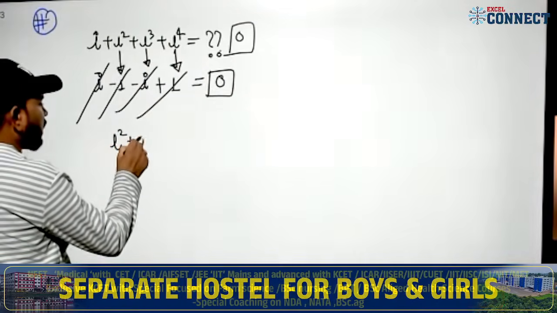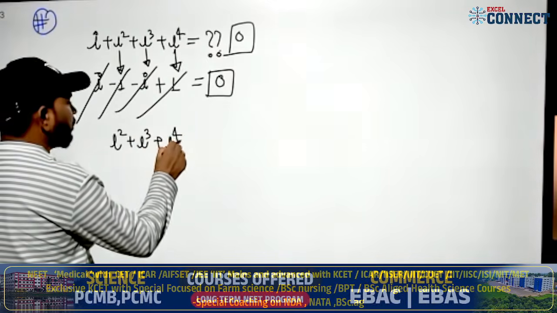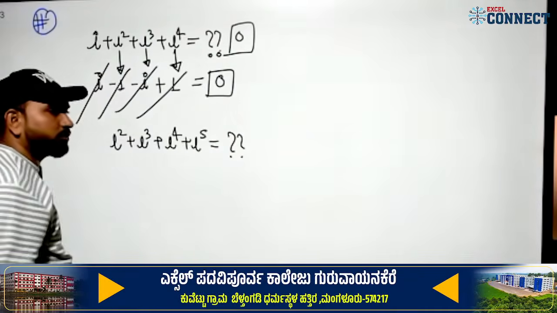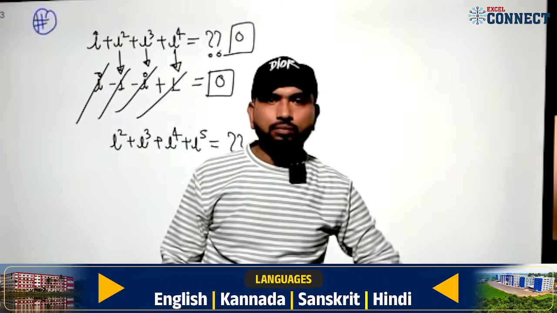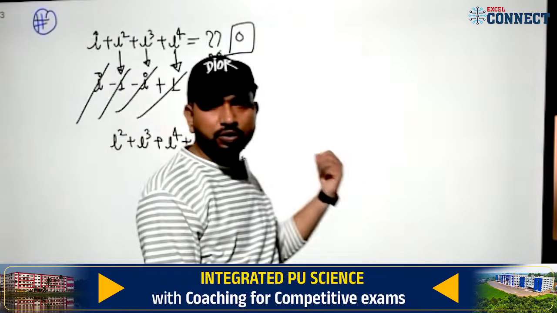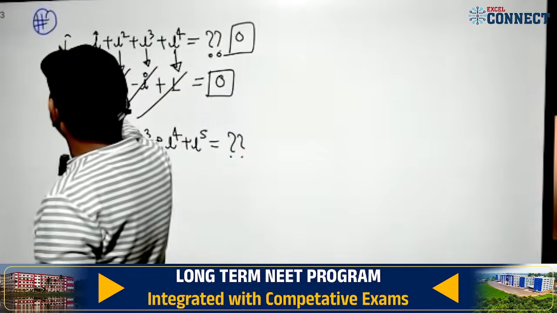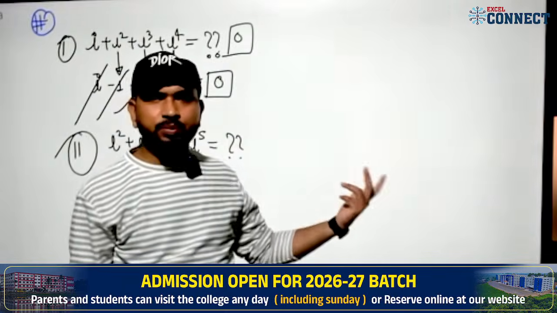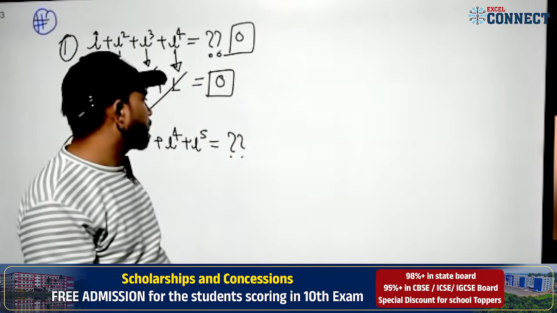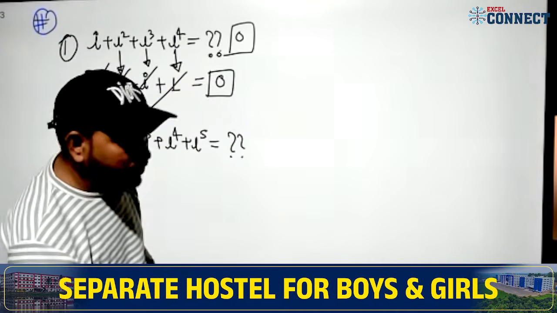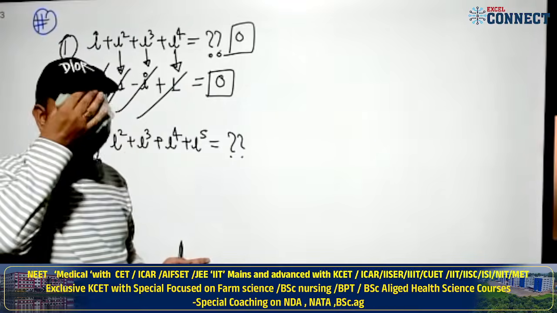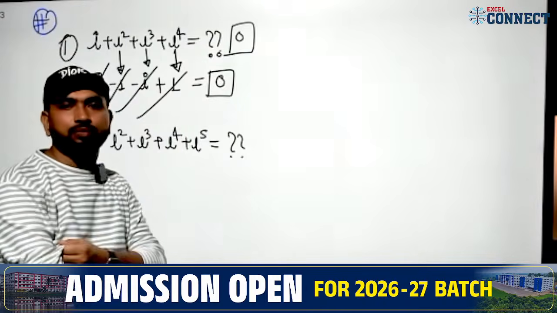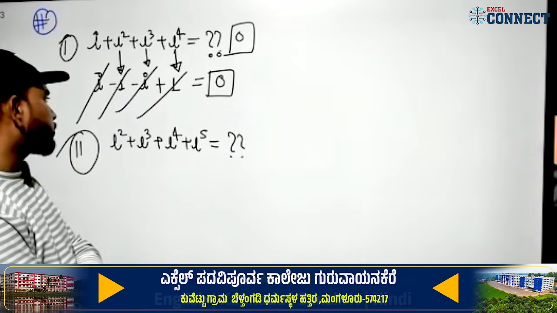Now just solve this: iota square plus iota cube plus iota power 4 plus iota power 5. This is equal to what? Just solve this question. Yes, this value is 0. Solve the second question. This is the first question, this is the second question. If any doubt, you can comment, I will explain. Yes, 0 is the correct answer for the second question also.